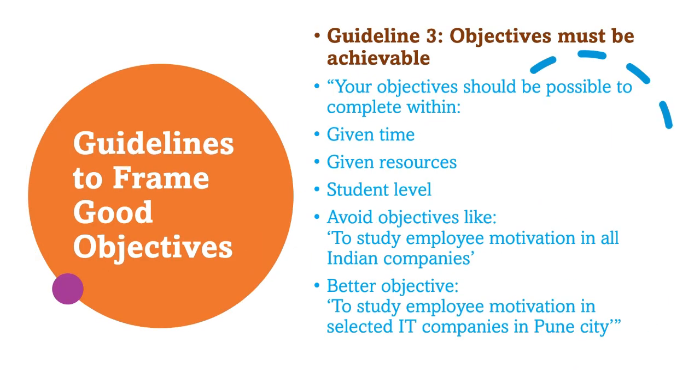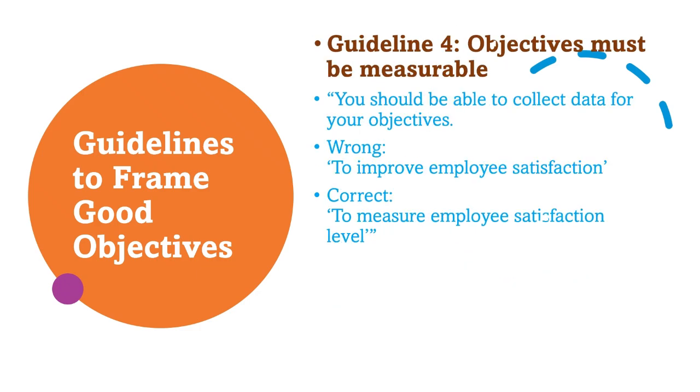Objectives must be achievable. It means your objectives should be possible to complete within the given time with the available resources, and should be at student level. So while framing objectives, avoid "to study employee motivation in all Indian companies," which is beyond your limit. Make a better objective: "to study employee motivation in selected IT companies in Pune city."